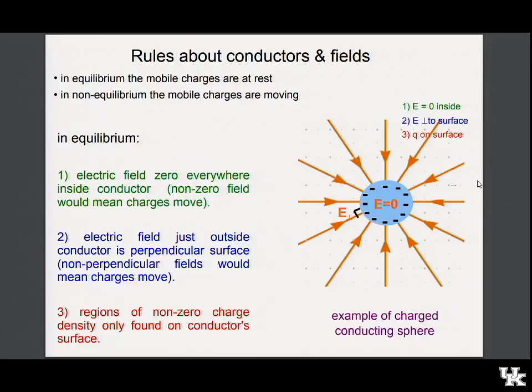And finally, it means that any regions of excess charge, and there are in this case, are located on the surface of the conductor. These regions of charge are where these field lines are ending, and they're all right on the skin of the conductor, right on the outside surface of the conductor. They're not in the volume. They're not in the body of the conductor.